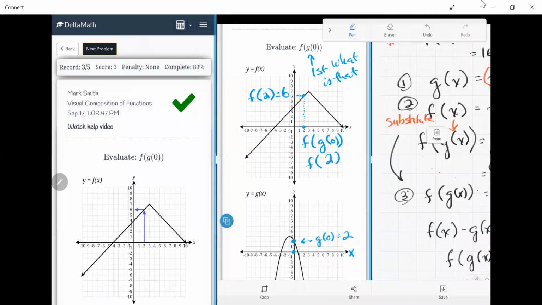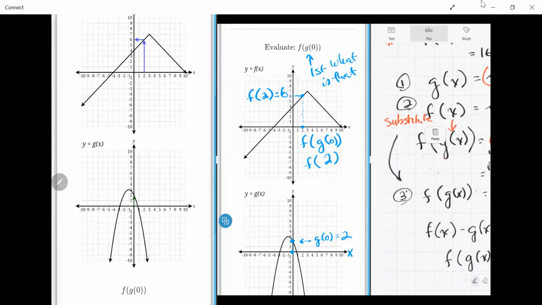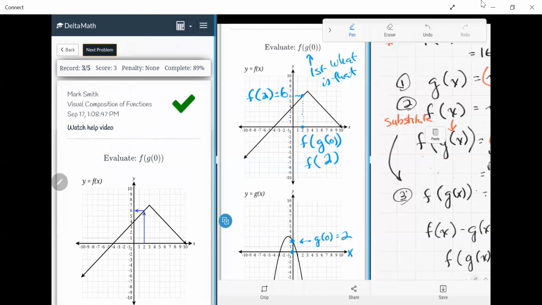All right, and this shows you how to do it, right? So it shows you an example of what I just did.